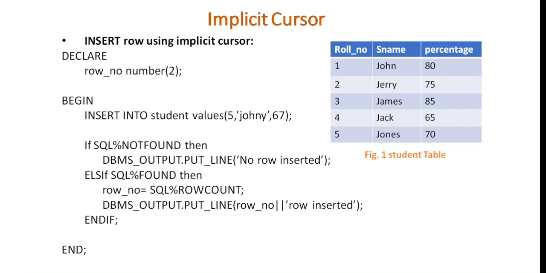Then if it is true, row number, that is our variable, is equal to SQL percent row count. SQL percent row count is used to count the number of rows that are affected by the cursor, that is by SQL, which is the name of that cursor. Then it will count those rows and assign that value to the row number variable. And then by using the DBMS output dot put line statement, we are displaying the number of rows inserted by the cursor.